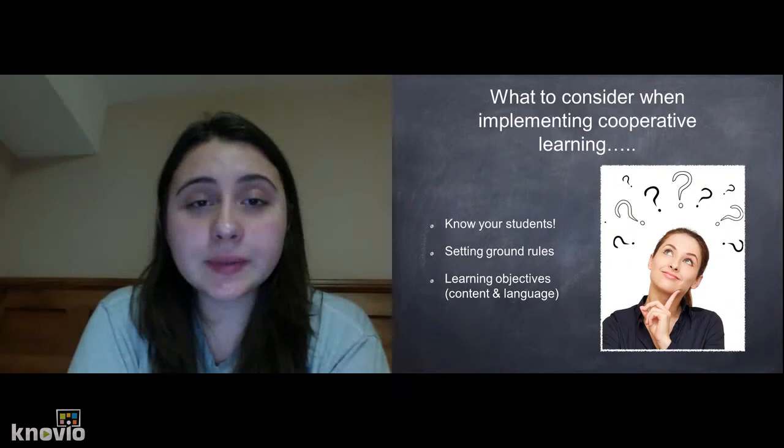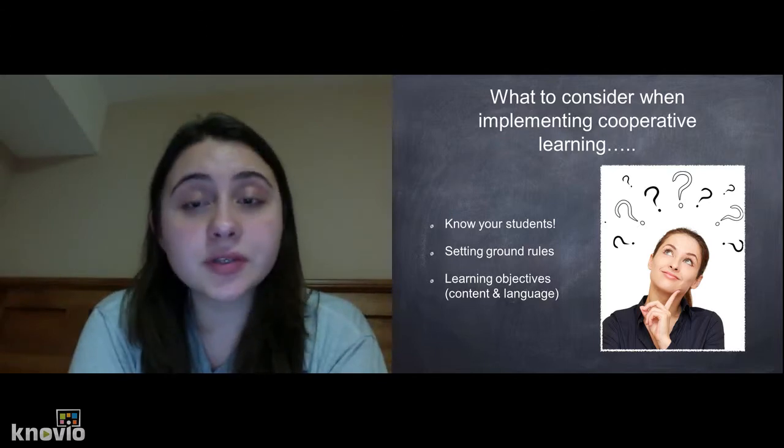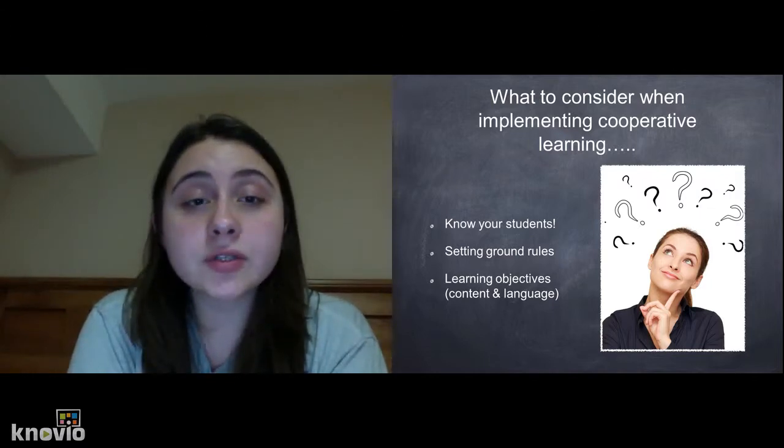In order to implement successful cooperative learning, there are some things to consider to ensure that our ELL students are learning both the content and language. Number 1, know your students. Going back to grouping your students. You cannot group your students appropriately if you do not know them. It's important to incorporate students with different kinds of skills and interests so that they may learn from one another.